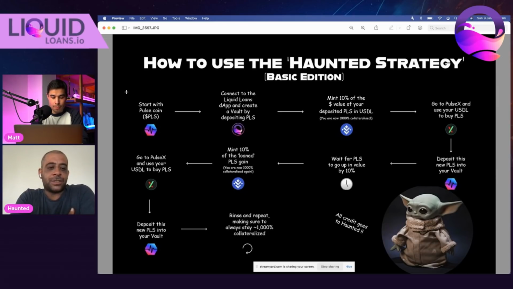and it's like a flow chart of what we're going to do and how it works, basically. Over here we start with our Pulse. We connect it to the Liquid Loans DApp to create a vault. Then when we go in the vault, we mint stablecoin of 10%, which is a ratio of 1,000% collateral, which I'll explain later on how to do that on the front end. Whatever our value is, whether it was 30,000, 40,000, 50,000, we only take a loan of 10% of the value, which is 1,000% collateral.